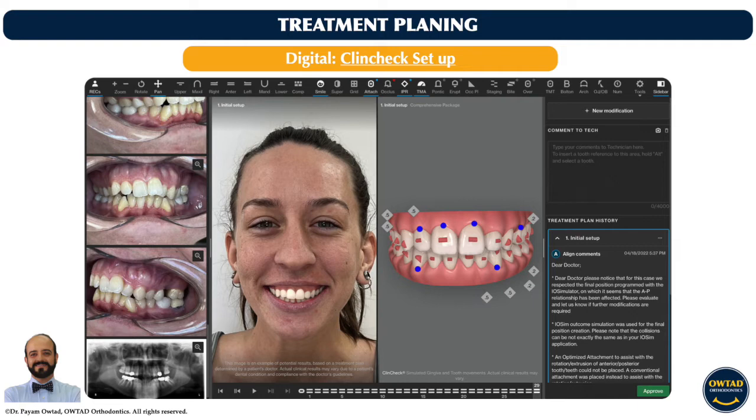Clear brackets, traditional braces, and they're custom printed to the tooth. So you position the tooth, everything, based on the software. The software will decide where the bracket goes. So bracket positioning is not going to be a matter anymore with that.